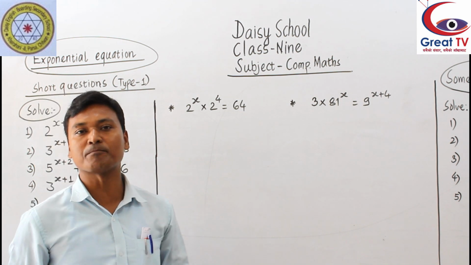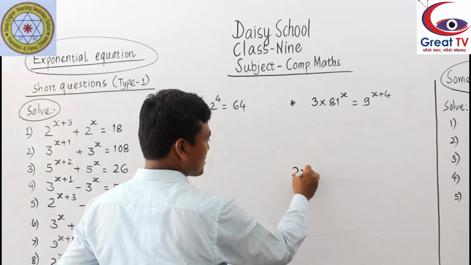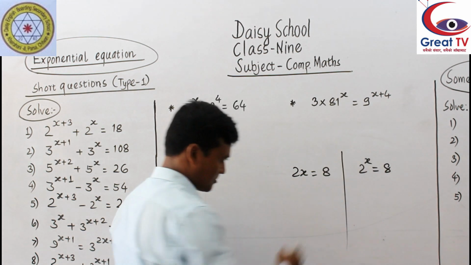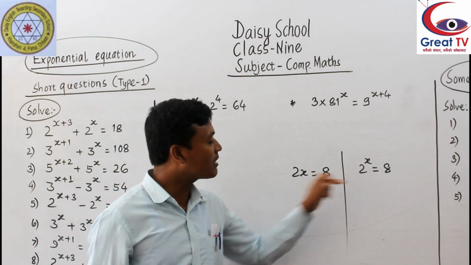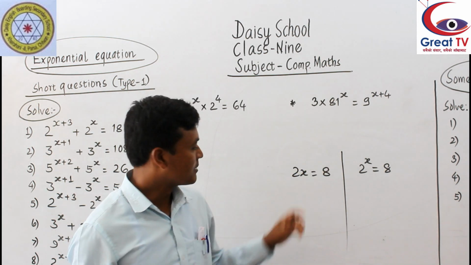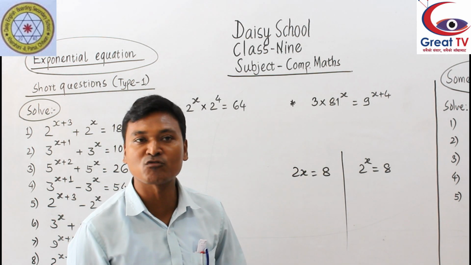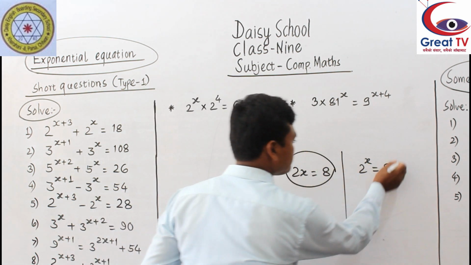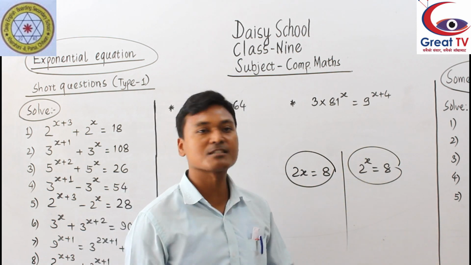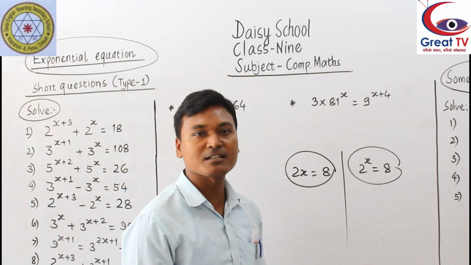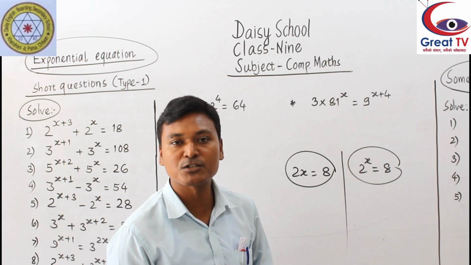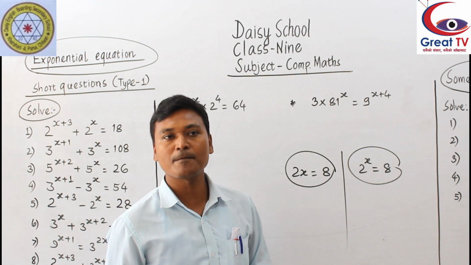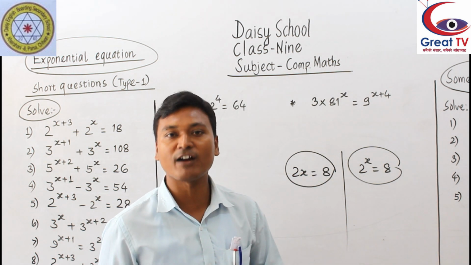But I must remind you of something. Suppose we have the conditions 2x equals 8 and 2 to the power x equals 8. My dear students, these two are different. Here 2 and x have a multiplication relation, but here x represents the power. So the first is a linear equation, and this is an exponential equation. While solving an exponential equation, we always try to make the bases equal. First we make the same bases, then using the main concept we find the value of the variable.